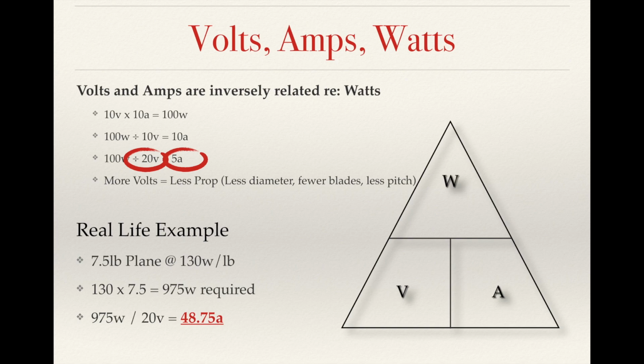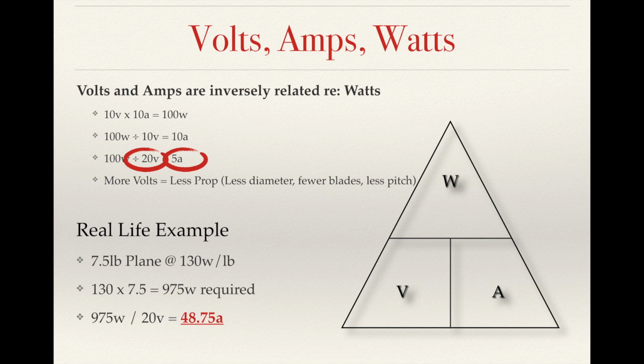As you add voltage, if you want everything else to stay the same, you have to prop down a little bit. Use a smaller diameter, fewer blades, or smaller pitch. All right, so we'll use a real-life example. This is very similar to a plane I just completed. It's a 7.5-pound airplane. Remember that 130 watts per pound number I like to shoot for? So 7.5 pounds times 130 watts per pound means I need 975 watts. All right, that's what I need my motor to deliver.